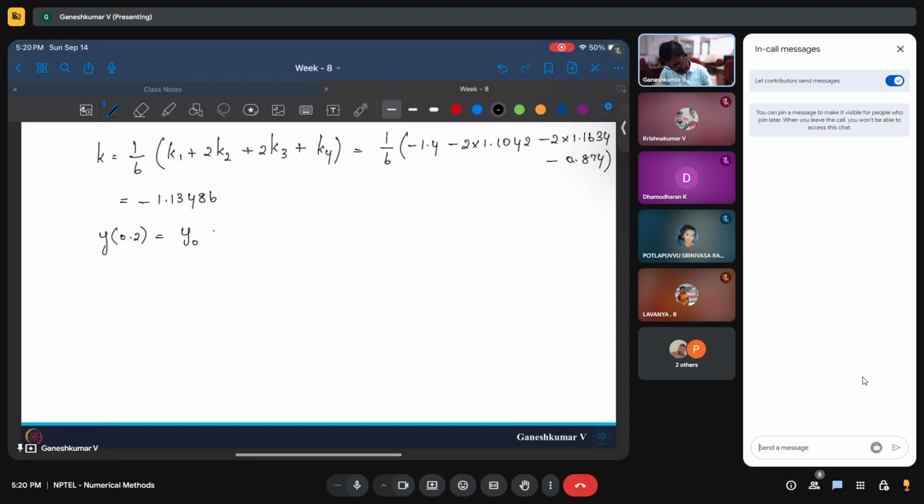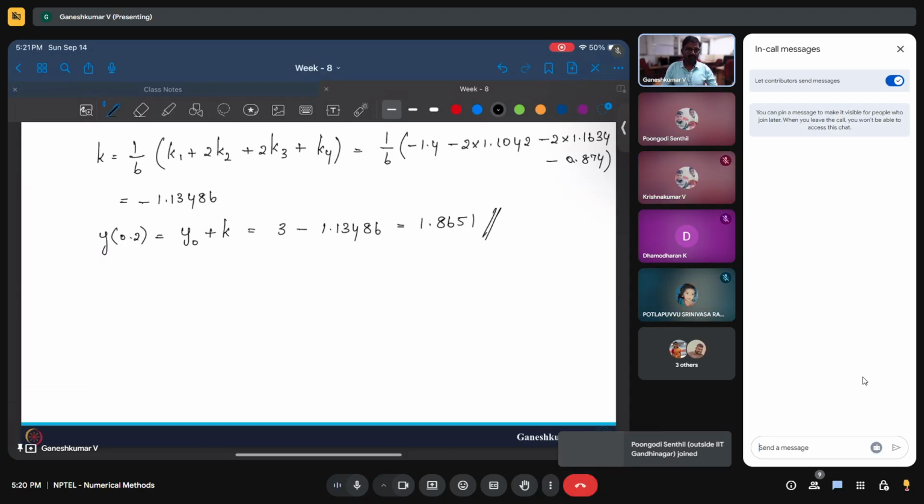and finally you can write y of 0.2 is equal to y naught plus k, which is equal to 3 minus 1.13486, which is equal to 1.8651. So this is at x equal to 0.2.